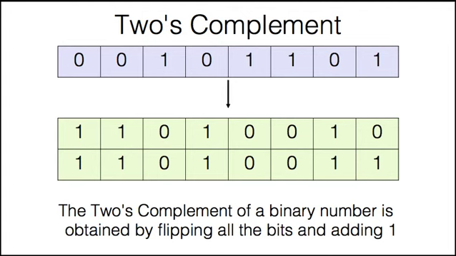So if we have the number 0, 0, 1, 0, 1, 1, 0, 1, we flip all the bits, we get 1, 1, 0, 1, 0, 0, 1, 0, and then we add 1. So in this case, it would be 1, 1, 0, 1, 0, 0, 1, 1. And so that's the 2's complement. So it's 1's complement with a bit of a twist at the end.